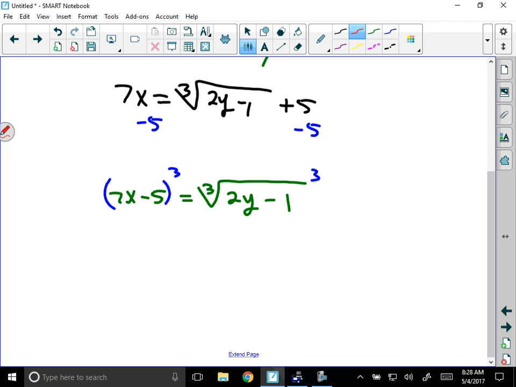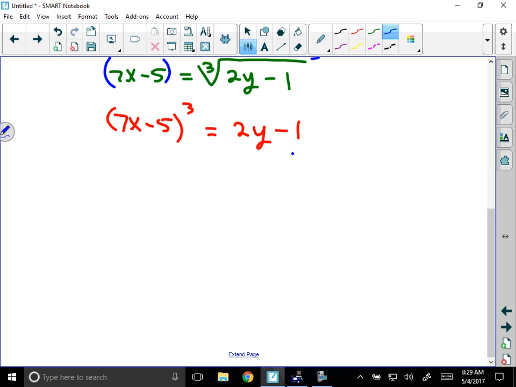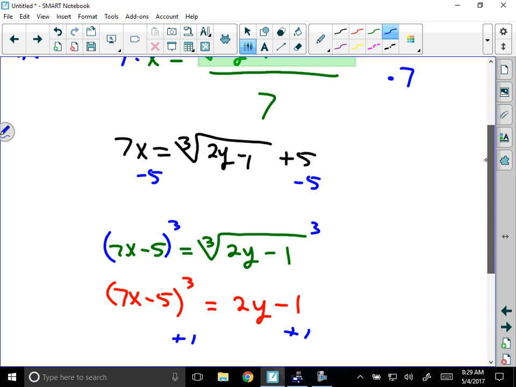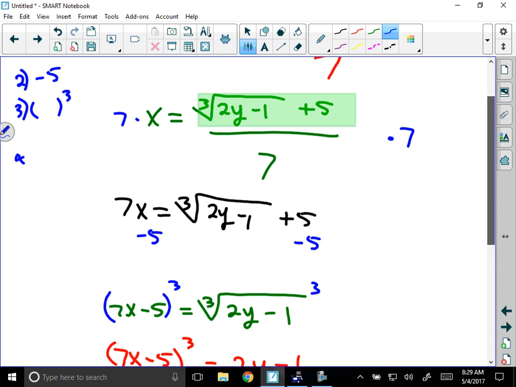There's a surprise. You'll see. If you haven't figured it out yet, there's a surprise. So we get 7x minus 5, the quantity cubed equals 2y minus 1. So what are we going to do next? Add 1. So we get 7x minus 5, the quantity cubed plus 1 equals 2y. So the fourth thing we had done was added 1.